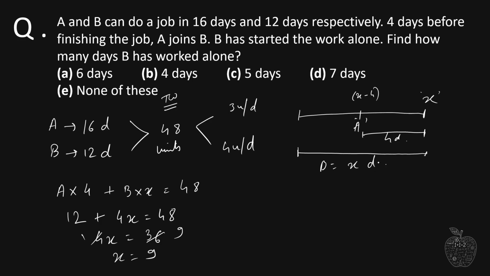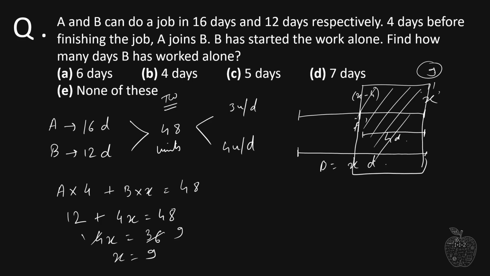Okay, so the entire job is completed in 9 days. But the question is asking us to find how many days B has worked alone. So out of the 9 days, A was with B for 4 days. So how many days has B worked alone? It will be total days 9 minus 4, we get 5, and this is our required answer. So that means B worked alone for 5 days. So here option C is the correct one.